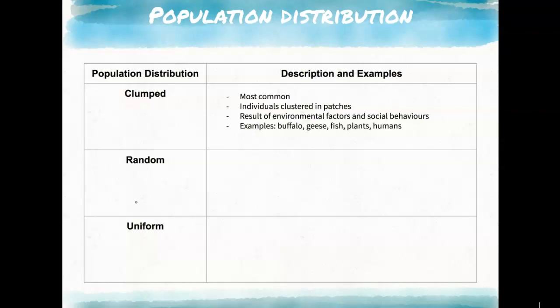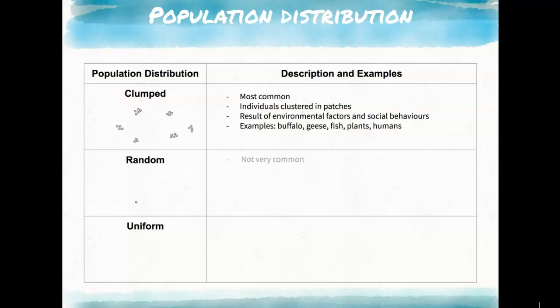Other organisms that are also seen in clumps are things like herds, like buffalo, or flocks of geese, I think is what they're called, or schools of fish. Sometimes plants will also be clumped, depending on if the resources are really good in that area. Obviously, there's going to be a high density of plants growing there. So a clumped population distribution would look like this from an aerial shot. If you want to draw that little picture as well, that would be important.